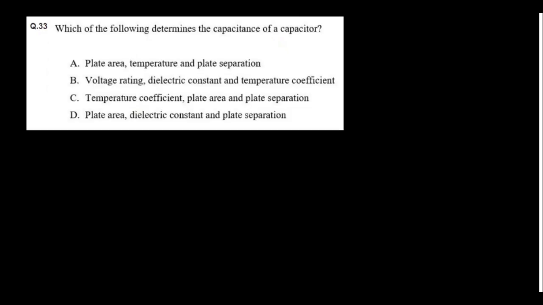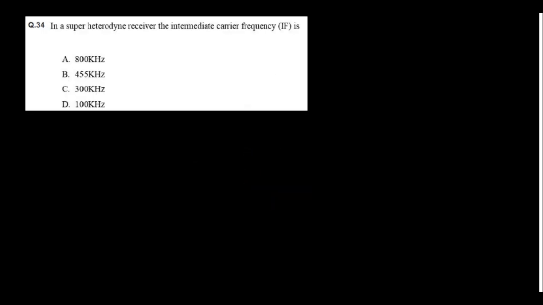Which of the following determines the capacitance of a capacitor? That we know. C equals A epsilon naught upon D. So option D is the right answer. In a superheterodyne receiver, the intermediate carrier frequency, IF, is 455 kHz.